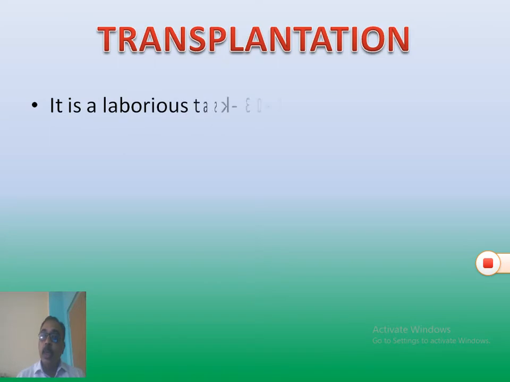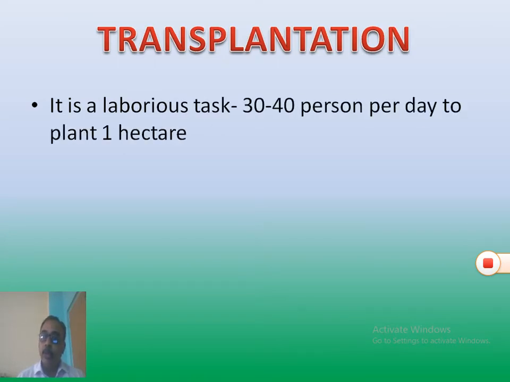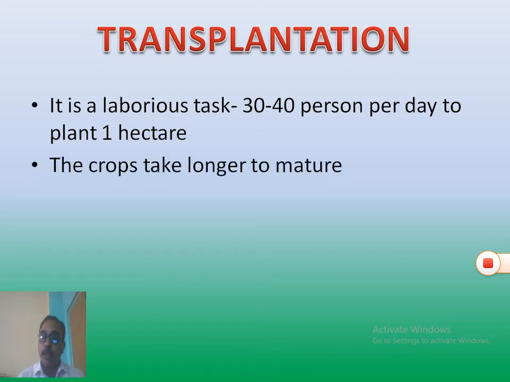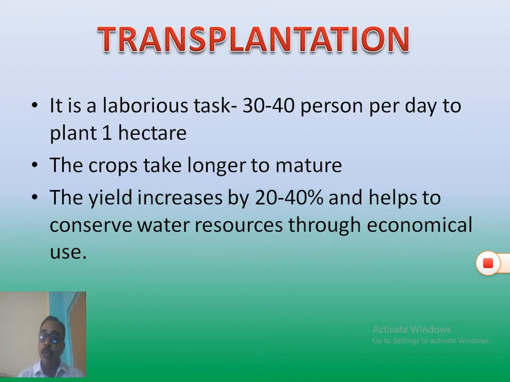Now it is a laborious task, obviously, because a lot of labor will be required to transplant. So if you see, there are 30 to 40 persons per day to plant 1 hectare. Because we are taking the seedling from one field to another field, it takes longer time to mature. But one of the greatest advantages of transplantation is the yield increases by 20 to 40%.